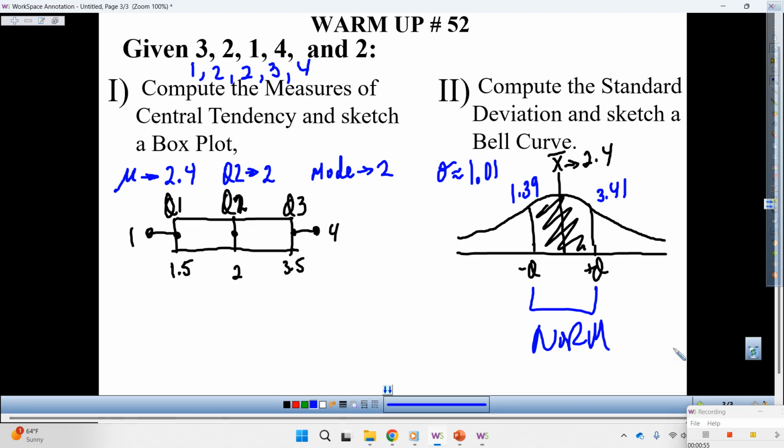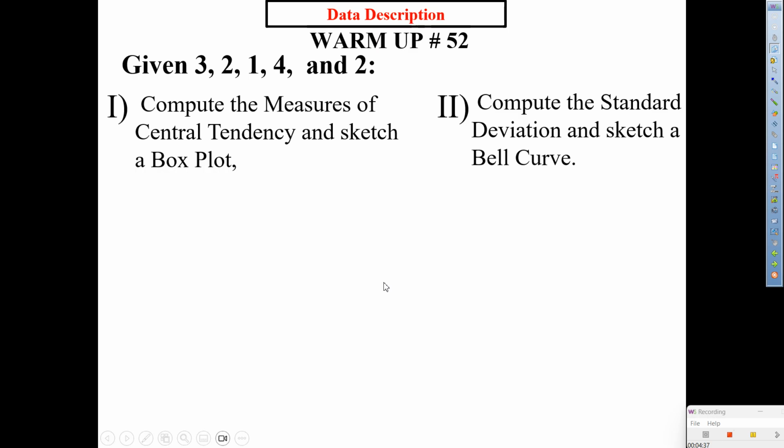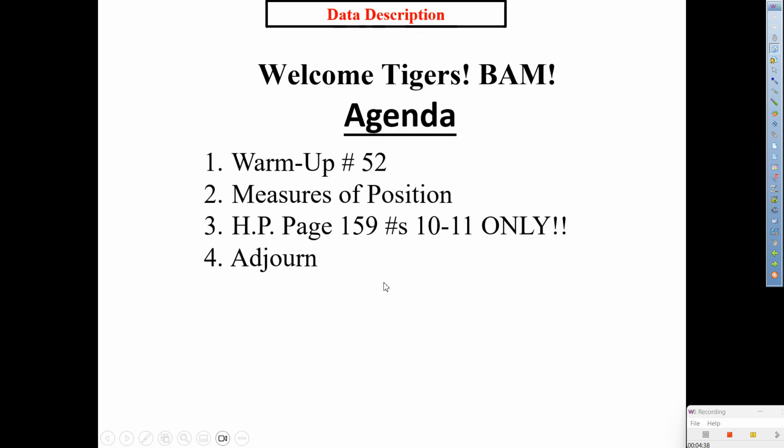All right, send me your warm-up, please. By now we are experts at these two because we already finished measures of central tendency and measures of variation. The only thing we didn't compute here was the range. Our agenda for today: warm-up number 52, measures of position. And tonight's home play, page 159, numbers 10 and 11 only.